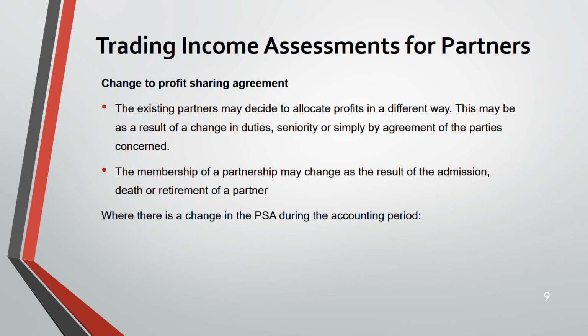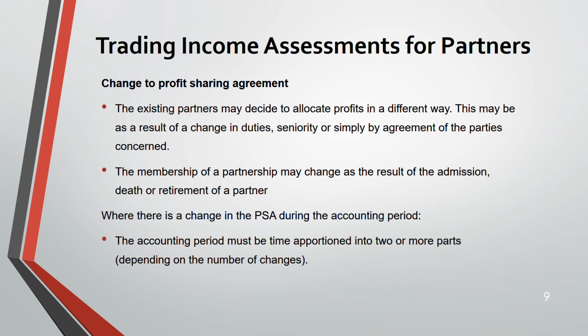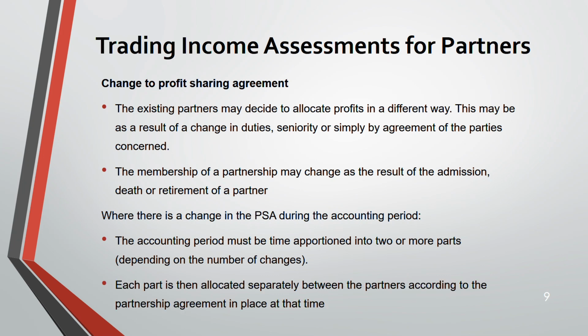When there is a change in profit sharing ratio during the accounting period, this is what happens. The accounting period has to be time apportioned into two or more parts, depending on the number of changes. Each part is then allocated separately between the partners, according to the partnership agreement in place at that time. Let us do a small question regarding this change to profit sharing agreement.